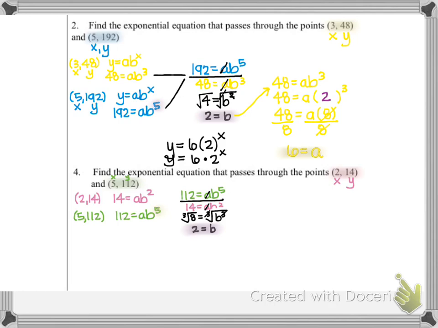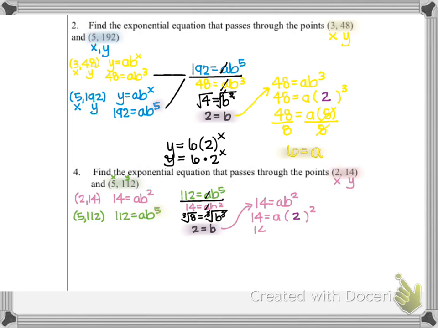Now, go back to the original equations, choose the one that you prefer. I think I'm going to choose the pinkish one only because the numbers are smaller. I'm going to take this and I'm going to plug it into 14 is equal to ab squared. So there's 14. I don't know what a is yet. I'll plug a b in there. And b was purple. So I'll go ahead and put my purple in there. And then go ahead and finish solving the equation.